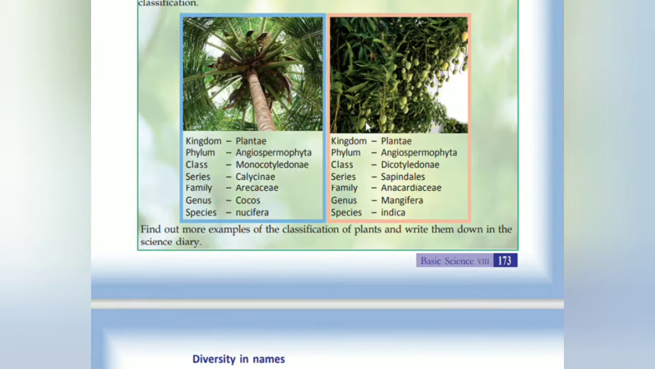Then next one is the kingdom Plantae. Phylum Angiospermophyta, class Dicotyledonea, series Apelindines, family Arachidinae, genus Mangifera, species Indica. So what we need to learn is genus and species, that is Mangifera indica. Then here coconut, Cocos nucifera.